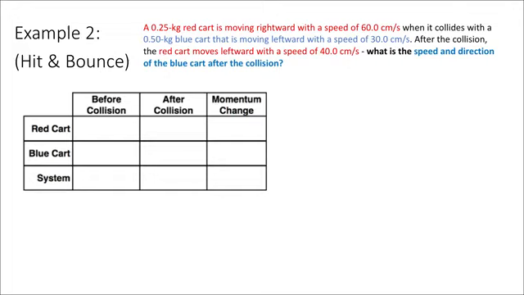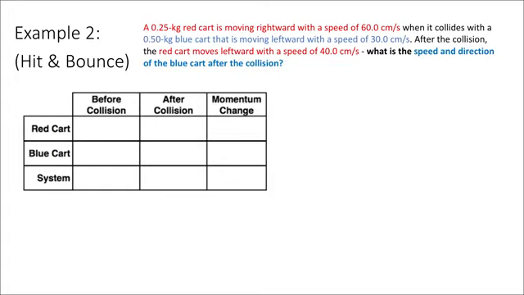All right, let's take a look at another example. This will just be what we would call an inelastic collision or a hit and bounce. So we have a 0.25 kilogram red car moving rightward with a speed of 60 centimeters per second when it collides with a 0.5 kilogram blue car moving leftward with a speed of 30 centimeters per second.